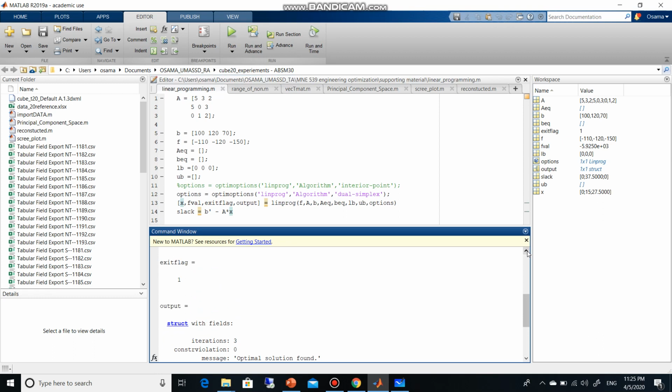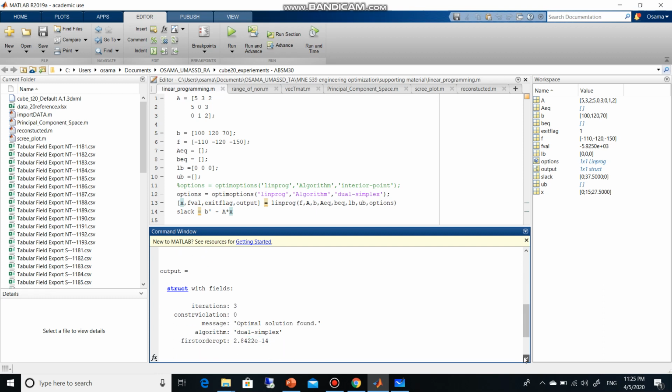So the problem is solved in 3 iterations. So x1 was non-basic, which has a value of 0. x2 equals 15. x3 equals 27.5. Because this is a maximization problem, you're gonna multiply it by minus. So the answer is 5,925. It says exit flag 1, so you don't have any special case. In case you have an alternative solution, the alternative variable will be considered non-basic if you are working in the first solution.